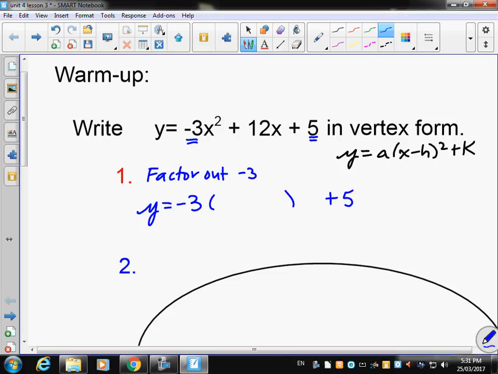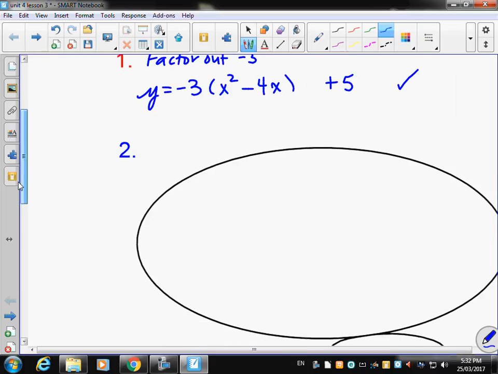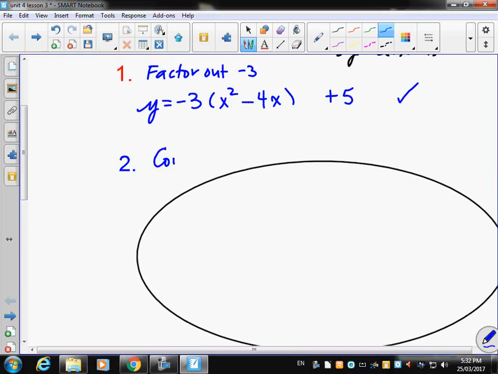So when I factor that out, I have x squared as my first term, negative, because negative times negative is positive, and I need a 4x. So that if I were to do distributive law, I got what I started with. Okay, so I factored out the negative 3. Now I get to complete the square on what's in the bracket.